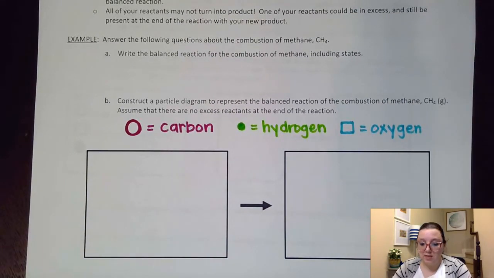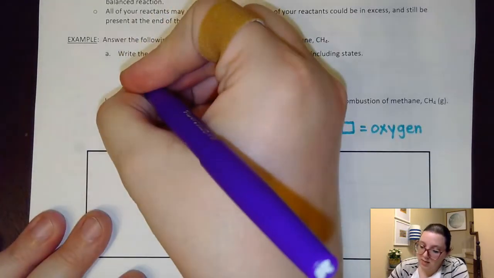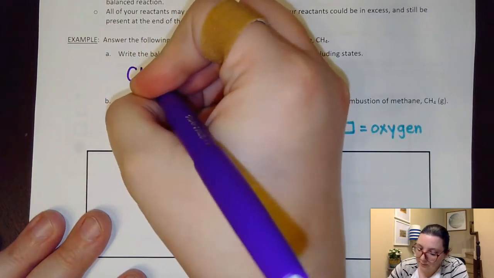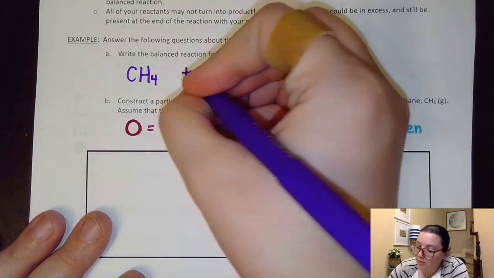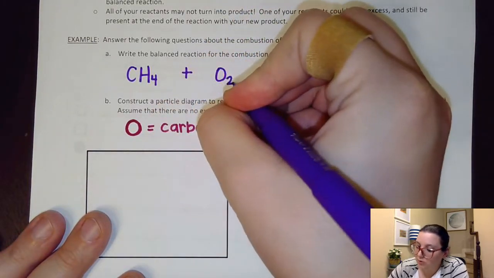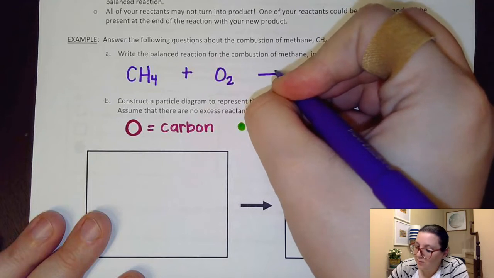All right, so with that said, it gives us a problem here to answer the following questions about the combustion of methane, CH4. And the first thing it asks us to do is to go ahead and write a balanced equation using states. So I'm going to start off here by putting my CH4. And I'm going to leave some space to come back and put states here in just a little bit. So I'm like, okay, well, I'm doing a combustion, so I know that my other reactant must be O2. Then I'm going to put my arrow.